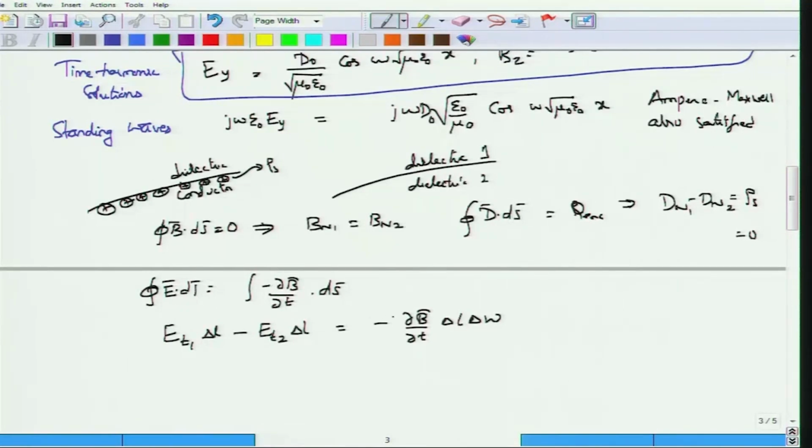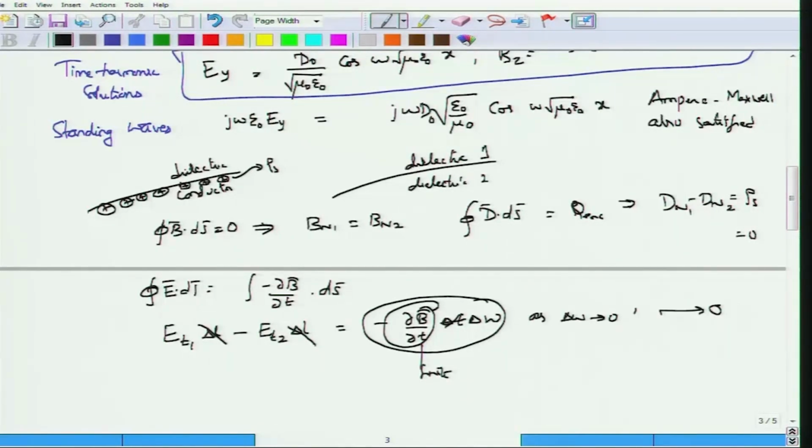Now here is where we actually have a slight problem. Previously you could simply have this term equal to 0, and delta L we could have removed everywhere. We could still remove delta L from all sides. But what would happen to minus del B by del T into delta W as delta W goes to 0? Now if del B by del T remains finite, then this term will actually go to 0. As long as this term is finite, then the product will go to 0. As delta W goes to 0, the right hand side term will go to 0 and you are left with tangential continuity of the electric fields.